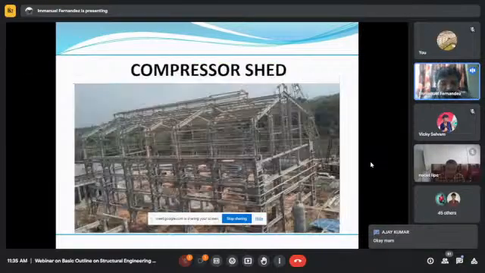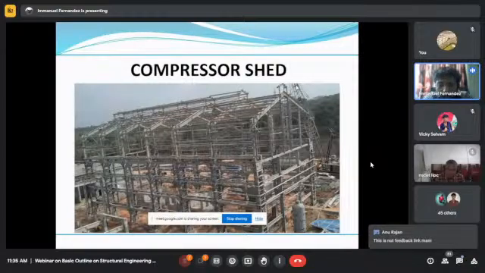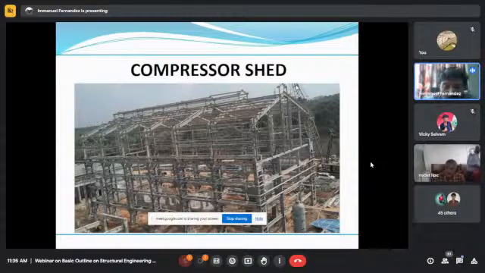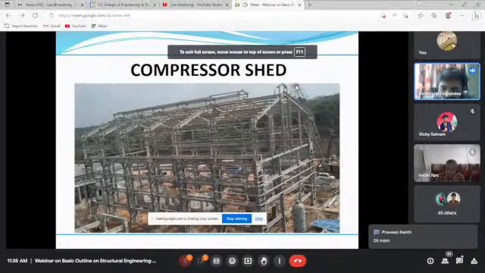See, this is one compressor shed. Compressors are very huge equipment, and the cost of a compressor is almost 3 to 4 crores, so it can't be kept in the open. So we have to make some shed type of arrangement to ensure the compressors are within a confined environment. So we make built-up sections, we make trusses, and we ensure that it is covered with sheeting so that the compressors are well protected.